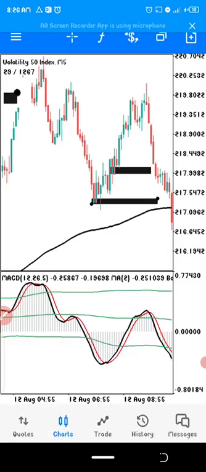This is the last low of the market. This is going to be my stop loss. Now, what is going to be my take profit? For me, this is what I do, okay?